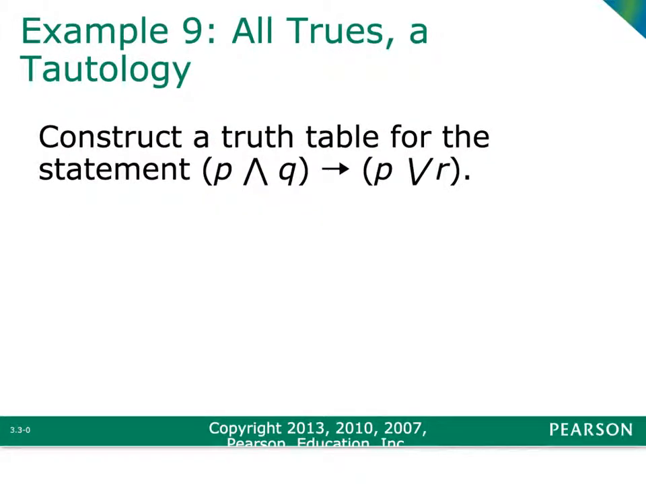Okay, construct a truth table for the following statement. P and Q, if P and Q, then P or R. Okay, so let's see what that looks like. I'm going to shrink that down.